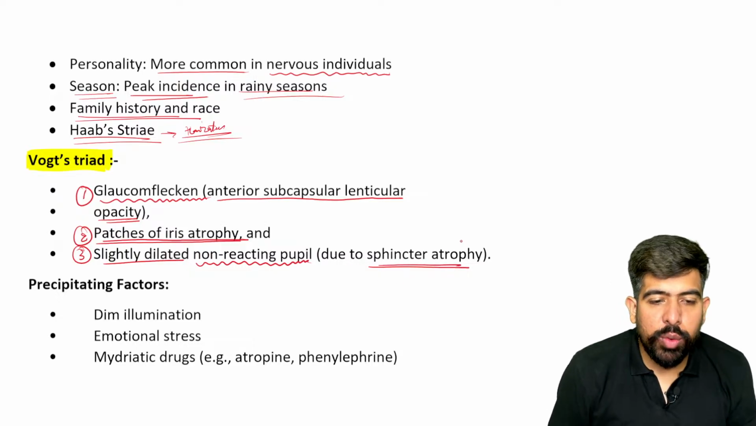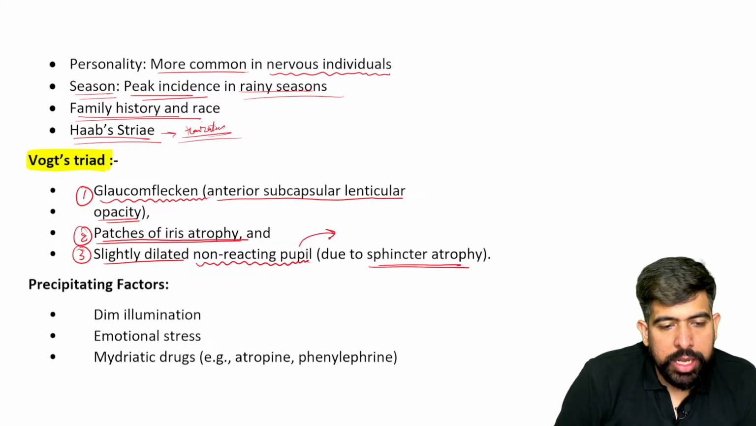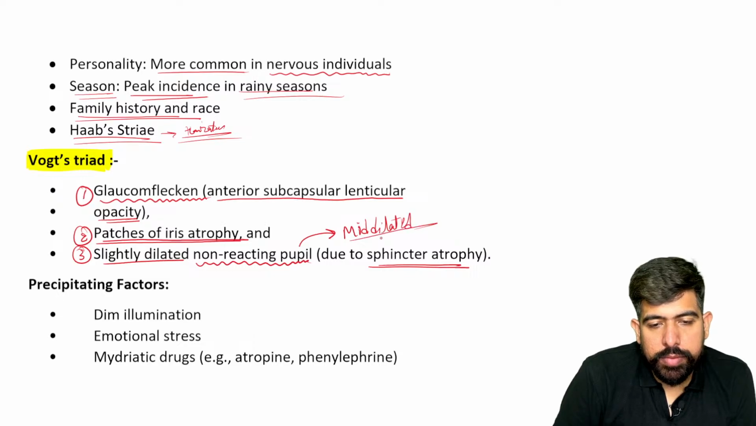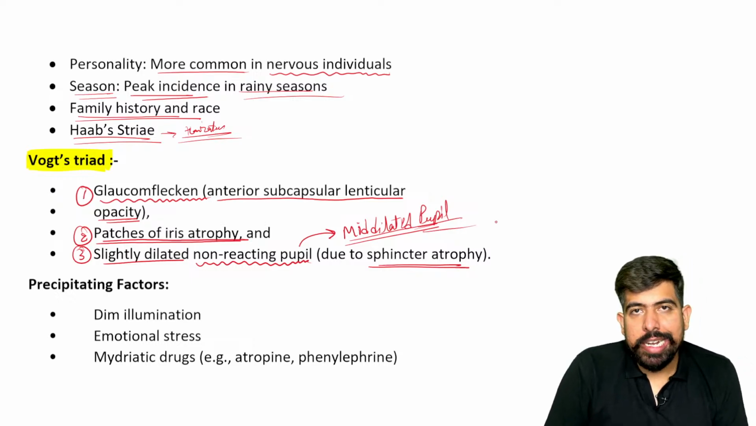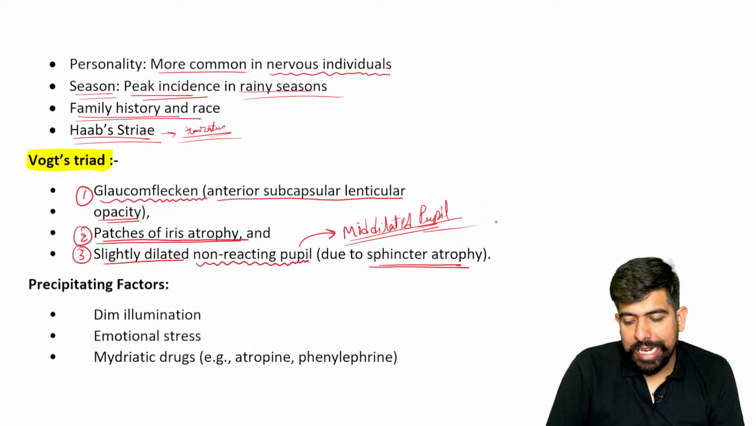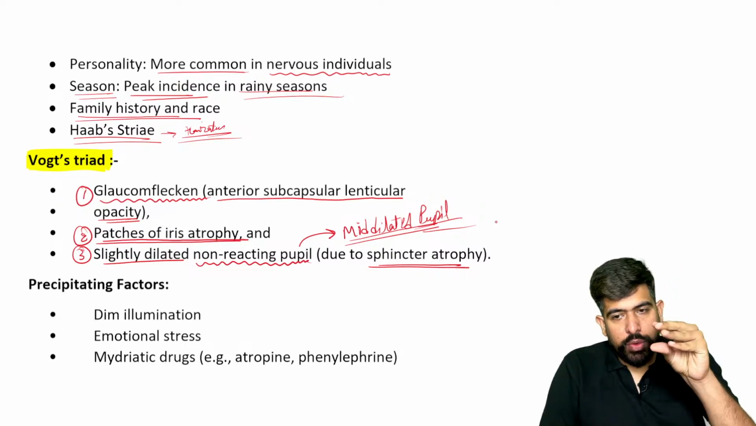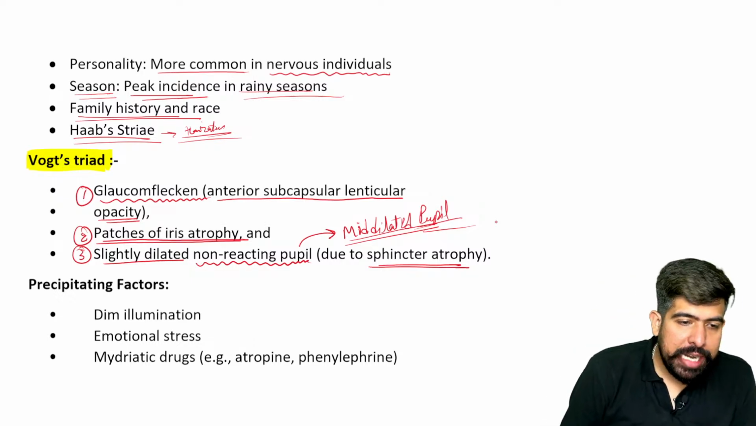Due to the sphincter atrophy, what will we see there? Non-reacting pupil. Also, we can say non-reacting pupil or slightly dilated. It means you can write the mid-dilated pupil. Or mildly dilated, right? It is mildly dilated. It means not fully dilated, not fully constricted. It is a mid-dilated pupil. Okay, it remains mid-dilated.